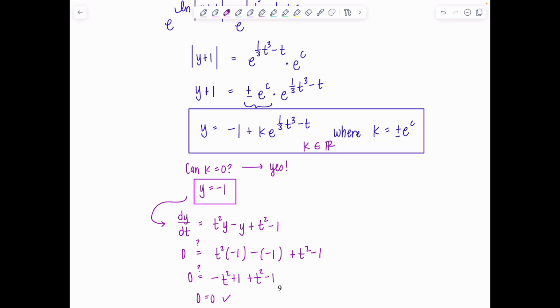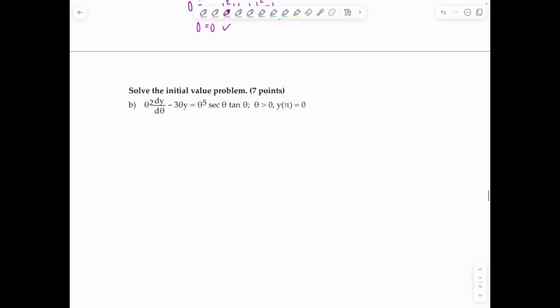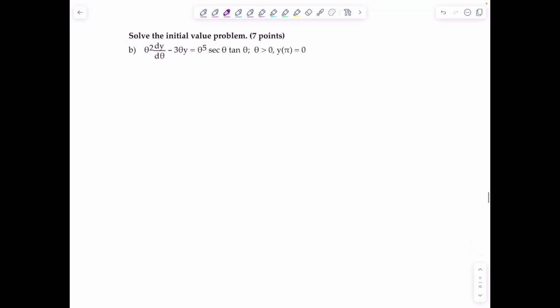Okay, good. Next one was a linear differential equation and solve the initial value problem. So I gave them an initial condition. That way they could go ahead and find C. So we have theta squared dy d theta minus 3 theta times y equals theta to the 5th secant theta tan theta. We're told theta is positive and y of pi is 0. We'll use that at the end.